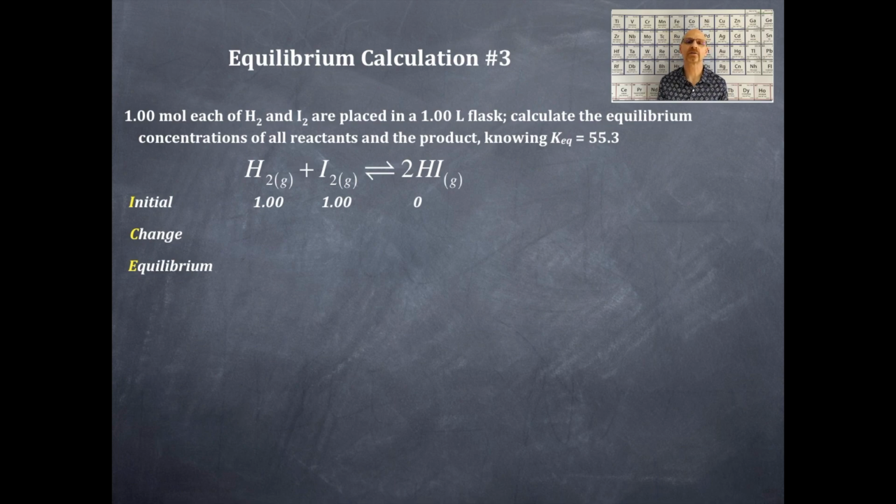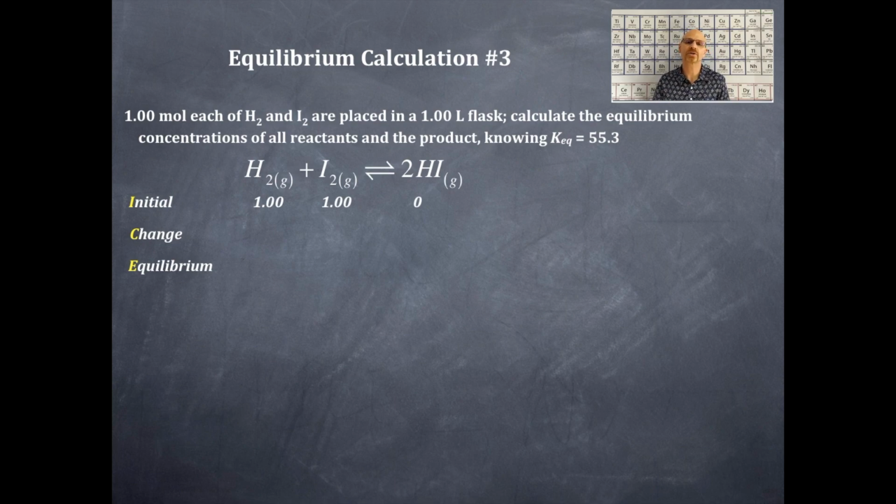Now, we need to figure out what the change is. Now, remember that reactants always have a negative sign in front of it, and products have a positive sign in front of it. The reason for the negative sign is that reactants are decreasing over time, and the reason for the positive sign for the products is that they are increasing over time. So hopefully that makes sense.